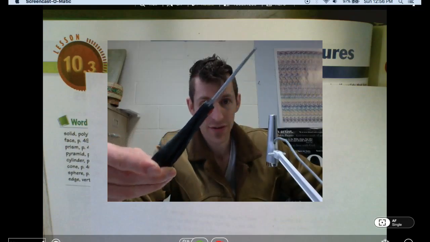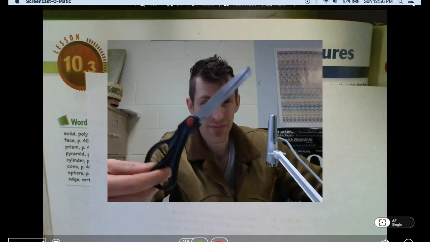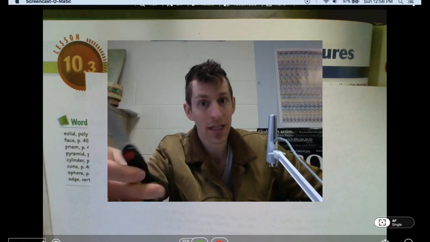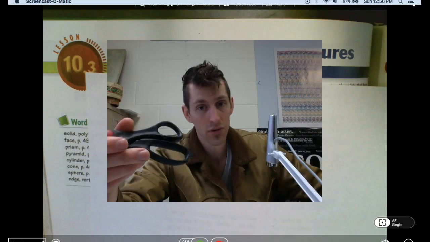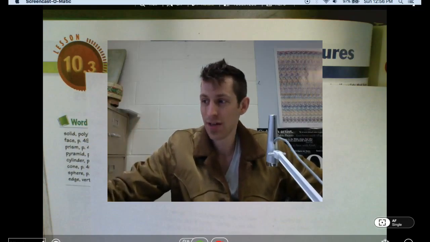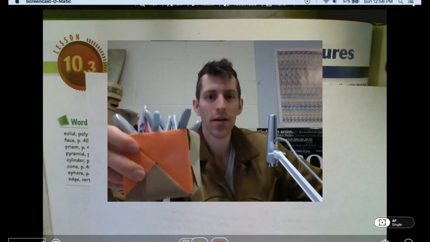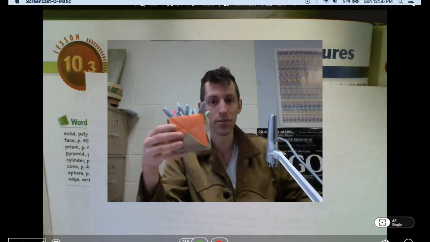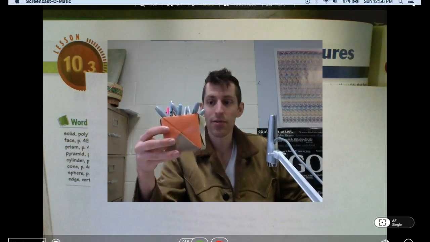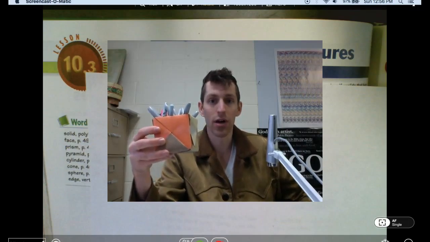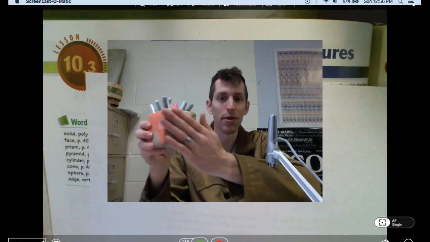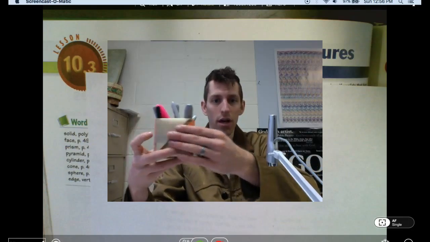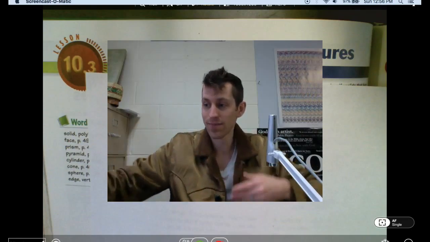Are these scissors a solid? Yes, it's an object. It's a three-dimensional object. Is it a polyhedron? No. It's not made up of polygons. Pretend my box here is actually a cube, closed in. Is this a polyhedron? Yeah. It's a special kind of polyhedron called a cube because it's made up of a polygon of a square, a polygon of a square, a polygon of a square. It's made up of polygons.